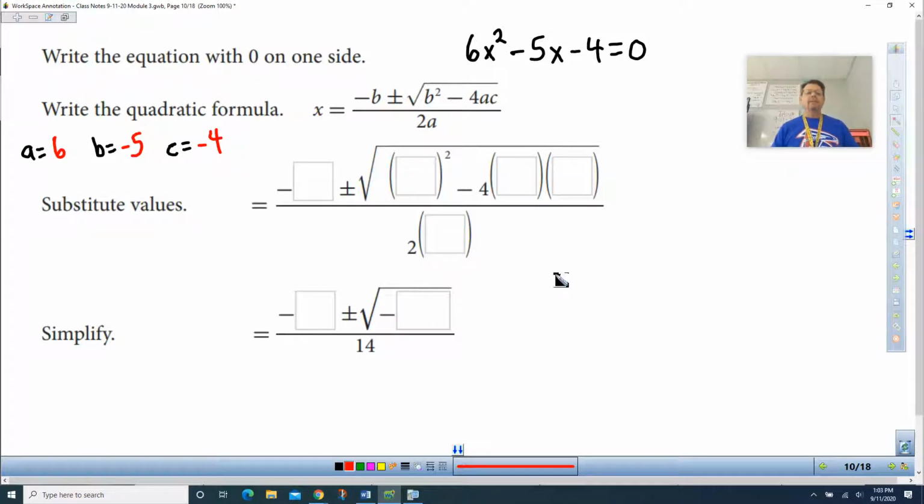Moving on here. The next thing I'm going to ask them to do is rewrite the entire equation with a bunch of boxes. Just a bunch of boxes.